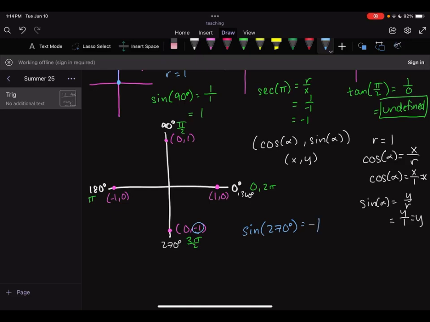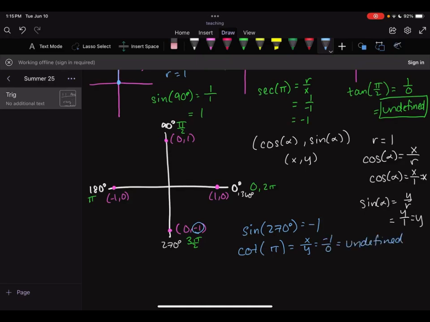Let's do another one for practice. Let's do cotangent at, I don't know, let's do pi. I'm just kind of making some up. So cotangent at pi, let's see. Cotangent is the x value over the y value. So in this case, negative 1 over 0, that's going to be undefined. So we want to be able to quickly get these.